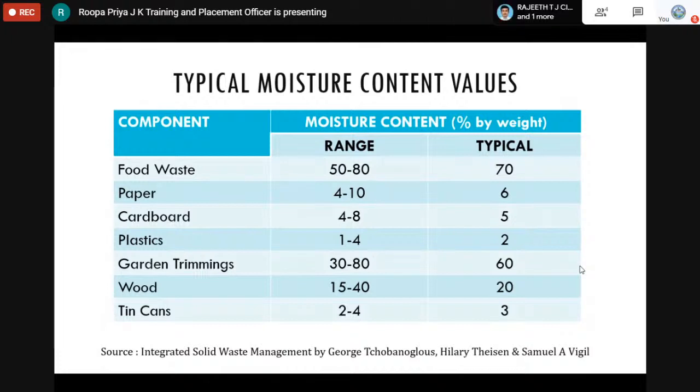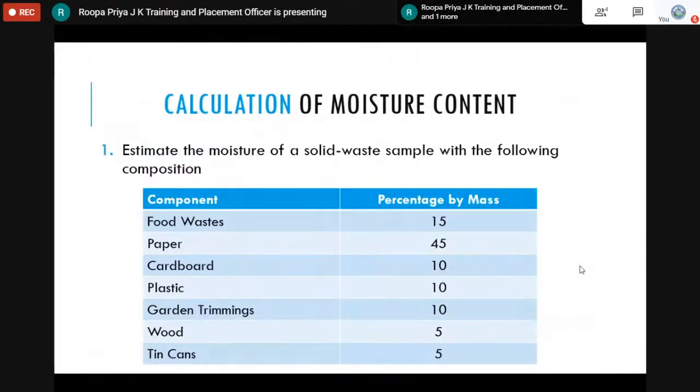Food waste has a range between 50 to 80. Paper has a range between 4 to 10. Cardboard has a range between 4 to 8. Plastic 1 to 4. Garden trimming 30 to 80. Wood 15 to 40. Tin cans 2 to 4. And the typical moisture content, that is percentage by weight, which we have to use in all our problems, is given in column 3.